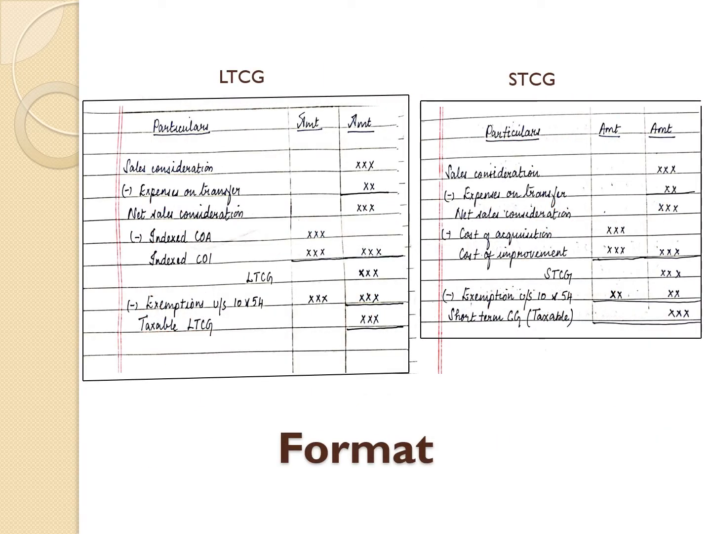In this slide, you can see the format for calculating the long-term capital gain and the short-term capital gain. There is only one difference between the two, which is there is indexation of cost of acquisition and cost of improvement in case of long-term capital asset, whereas there is no indexation necessary for short-term capital asset. Otherwise, the taxable long-term capital gain calculation and short-term capital gain calculation is the same.